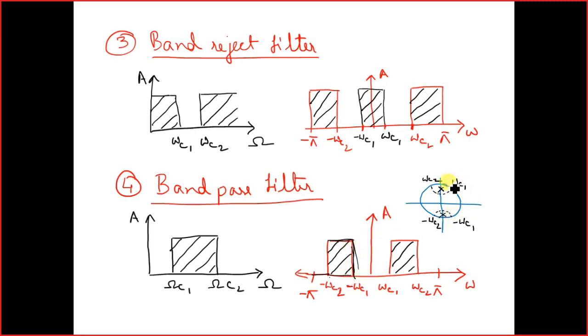Then from minus omega C1 to omega C1, there is no effect of the pole. That means it is 0. We are considering that it has no response in that region. And then from omega C1 to omega C2, it has a high response because of the upper pole. And then greater than omega C2, we have 0 response. Right?